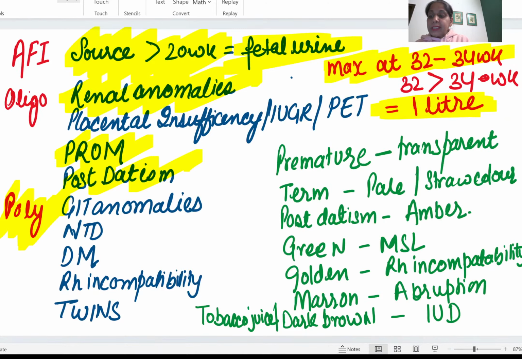So which anomalies? Write down in the chat box which anomalies lead to polyhydramnios. Polyhydramnios is due to the GIT anomalies, and oligohydramnios is due to the renal anomalies. Okay, write down in the chat box which anomaly leads to polyhydramnios and which anomalies lead to oligohydramnios. The other anomalies, in the GIT anomalies, the most common is cleft palate.